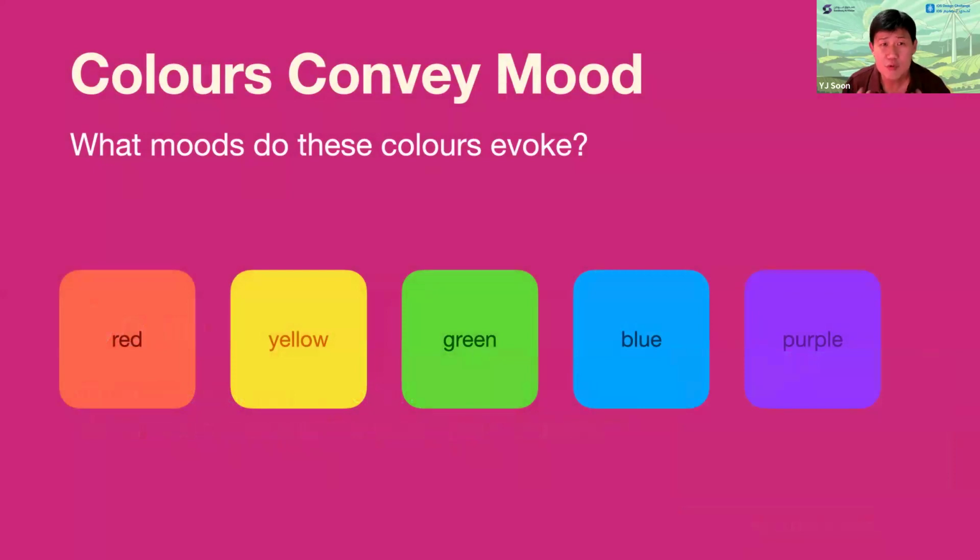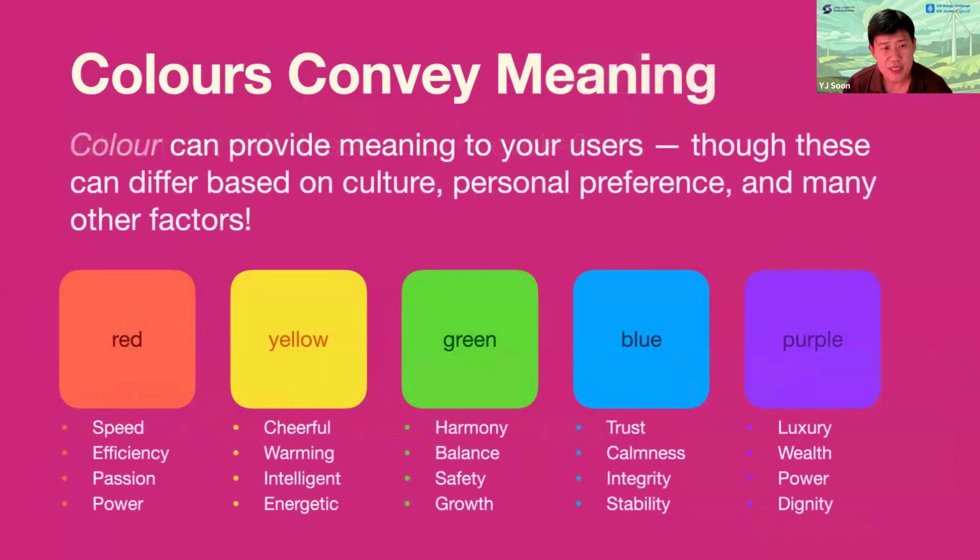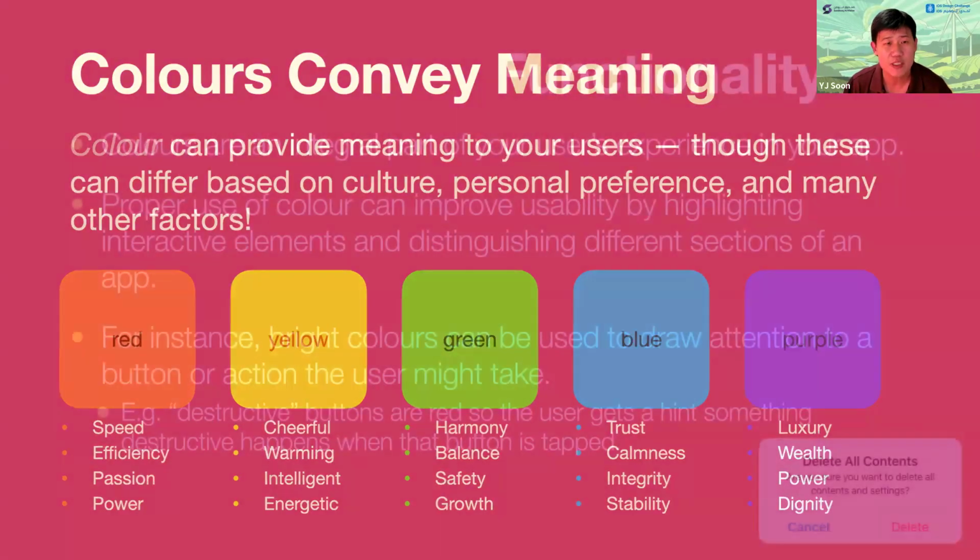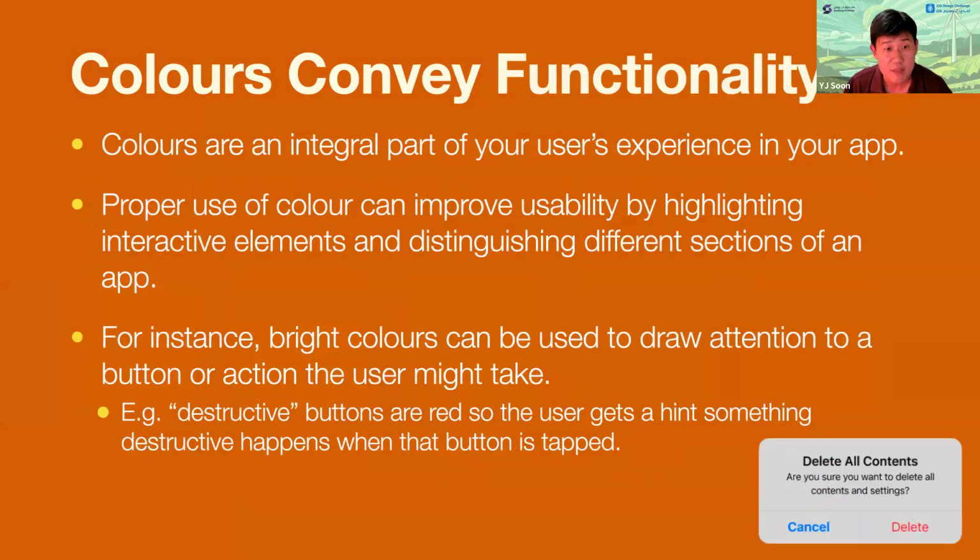So colors convey mood. If you use certain colors in your app, your users will subconsciously feel certain ways. So for example, red might be speed, efficiency, passion, power. Yellow could be cheerful and warm. Green is harmonious and balanced. Blue is trust and calmness. And purple speaks of luxury and power and wealth. So colors are a very important part of your app's functionality.